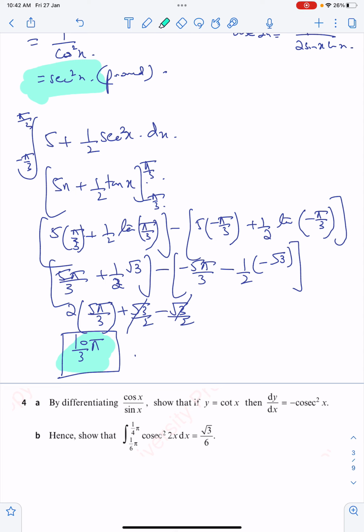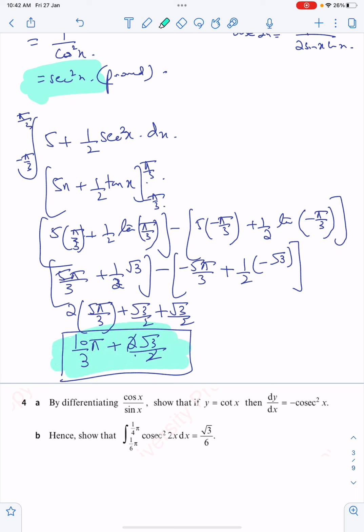Okay, there's a minor mistake here. So if I just write 2, this was a positive. Okay, so this will become positive. So the only thing is that root 3 upon 2 plus root 3 upon 2 is going to become 2 root 3 upon 2. So the final answer is this now: 10 upon 3 pi plus root 3.